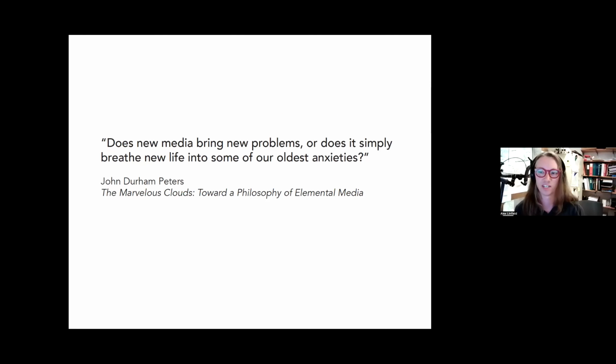I was also at the time reading John Durham Peters' book, The Marvelous Clouds: Toward a Philosophy of Elemental Media. And this quote, and not much else of the book, really resonated with me. It reads, "Does new media bring new problems, or does it simply breathe new life into some of our oldest anxieties?" I still quote him in my artist statement today, because I think this is a really poignant way to think about the current moment: whether there's actually something new happening here, or is there something in the past we can learn about the present through.